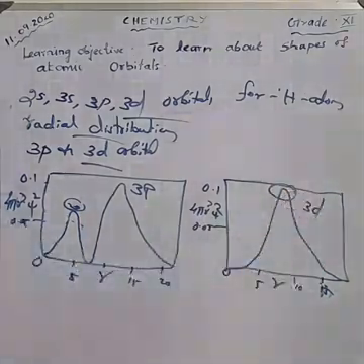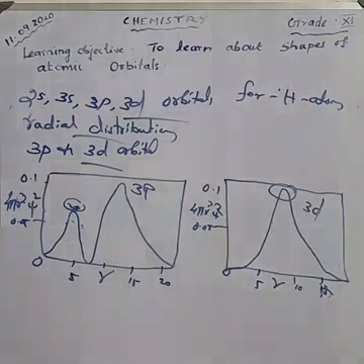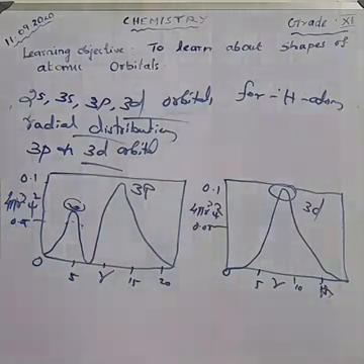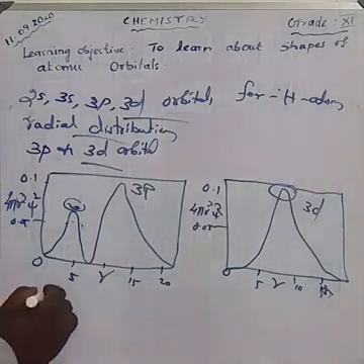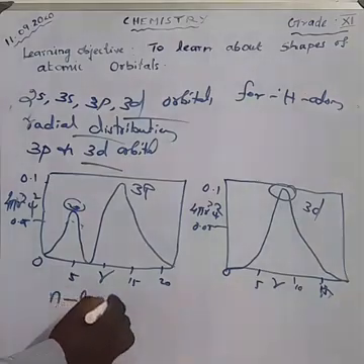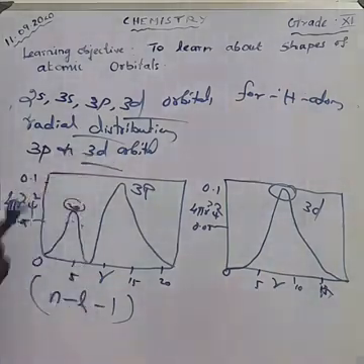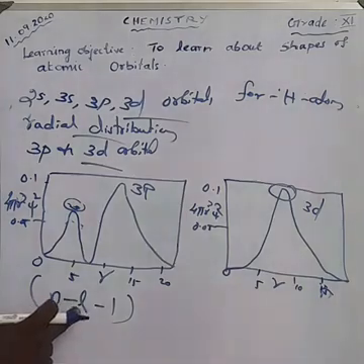Clear? 3D only starting. Okay, here about the formula. Plotting 4 pi r square psi square versus r for the 3p and 3d orbitals shows a similar pattern. But the number of radial nodes is equal to n minus l minus 1. This is the formula for 3p and 3d.